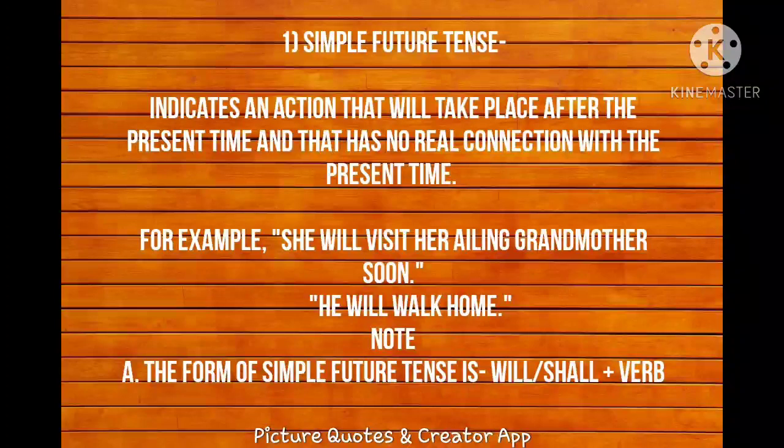For example, she will visit her ailing grandmother soon. That will happen definitely in the future. Such events can be mentioned by simple future tense. The second one, he will walk home. That is also a definite action in the future, said in simple future tense. The form of simple future tense is will or shall plus the base form of the verb.